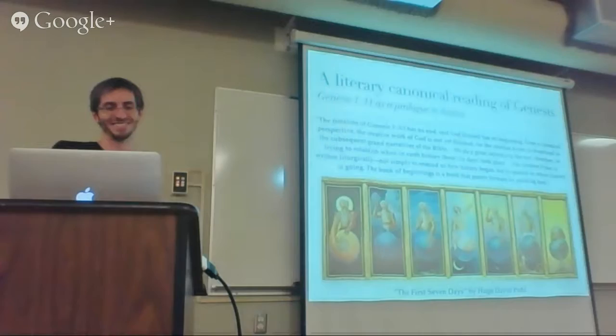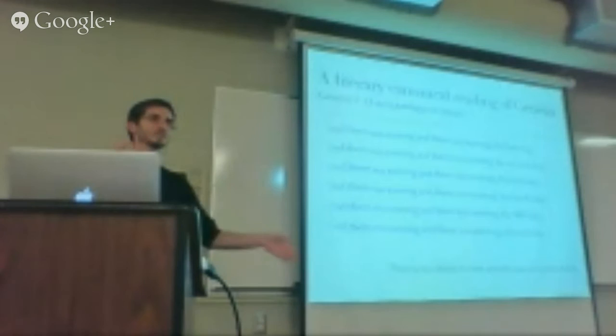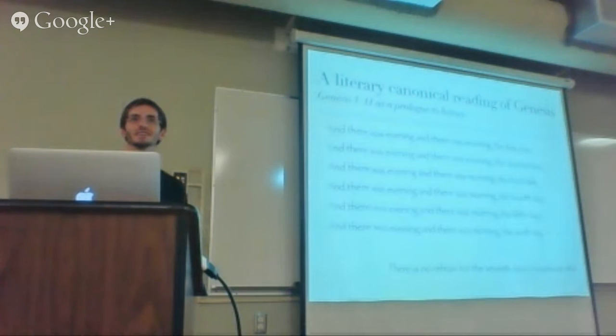But the point is, the timeline is for rhetorical effect. Now, how do I know this? Between each day, there was evening and morning. It does not say there was morning and evening, as though summarizing the day that this took place. So there's evening and then morning. What do we do from evening to morning? At least those of us that don't have a 6-week-old baby.